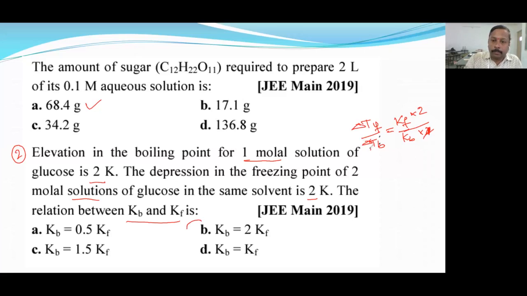This is 2 Kelvin. Okay, this is 1. So the answer will be 2. Okay, 2 Kb is equal to 2 Kf. So Kb is equal to 2 Kf. That means which option is correct? B option is correct.